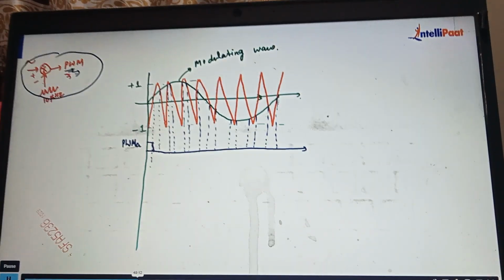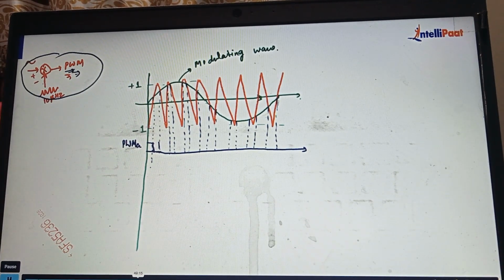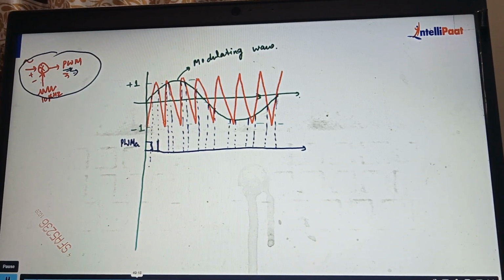Now for this section, the triangular is higher, so the switch will be off. Now in this section, the modulating wave is higher as the triangular is negative, so it will be on. For this, the triangular is higher, so it will be off. Now in this case, the modulating wave is higher, however this triangular wave is negative, so it will be on.